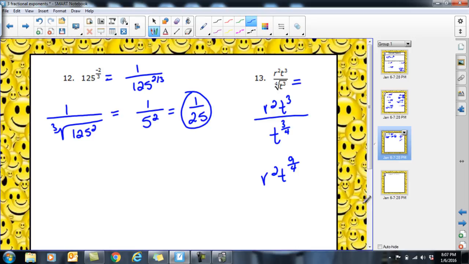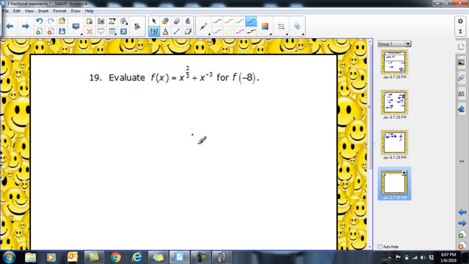That's why it's there. So last question we're going to talk about is number 19. Number 19 asked you to evaluate, which means we're going to plug in a number and get a definite answer for this problem. So I have f of x is equal to x to the 2/3 plus x to the -3, and I want to evaluate f of -8, which means that x is -8. So I'm going to take my f of -8 and plug in. I'm going to have -8 to the 2/3 power plus -8 to the -3 power. And we're going to simplify this.